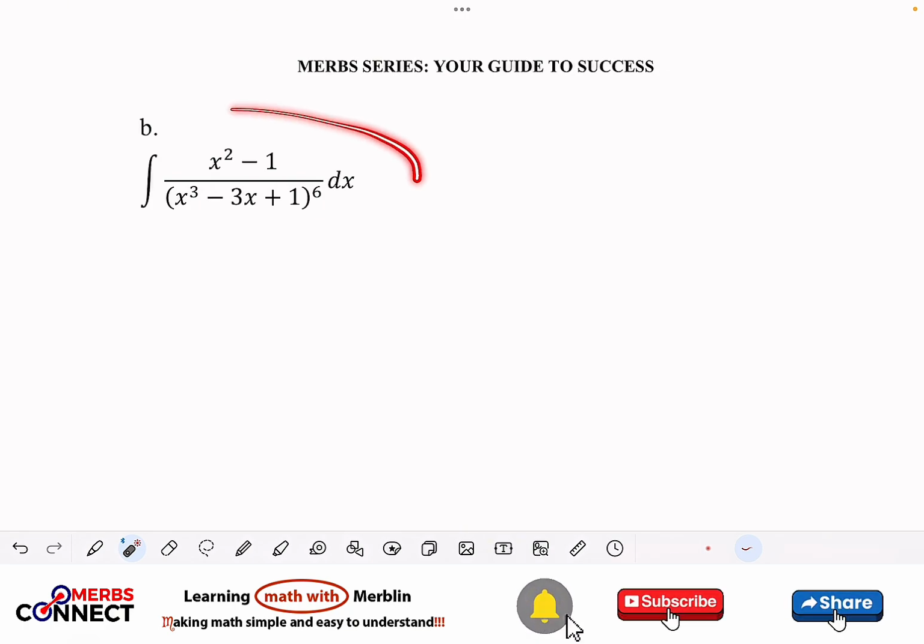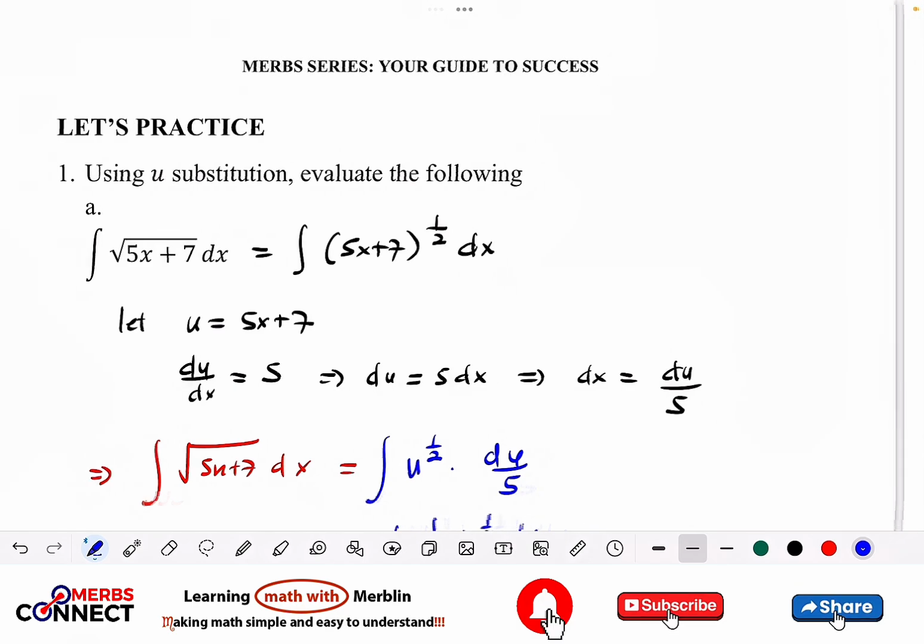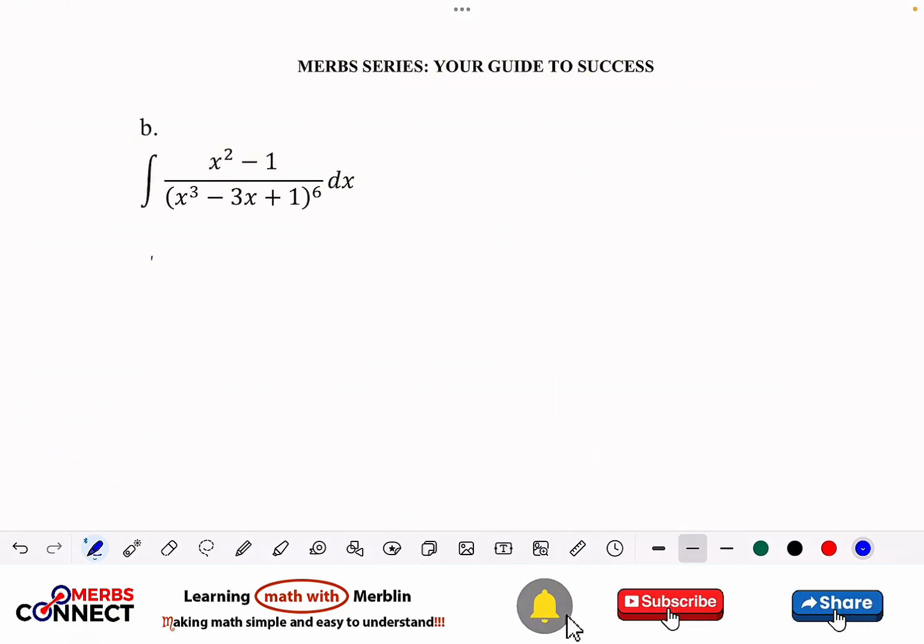Now let's look at this one too. This one too, we are going to use the same U-substitution. So here, the question is, what should be my U? Because we have two functions here. Anytime you are dealing with U-substitution, you need to pick the function with the highest degree.